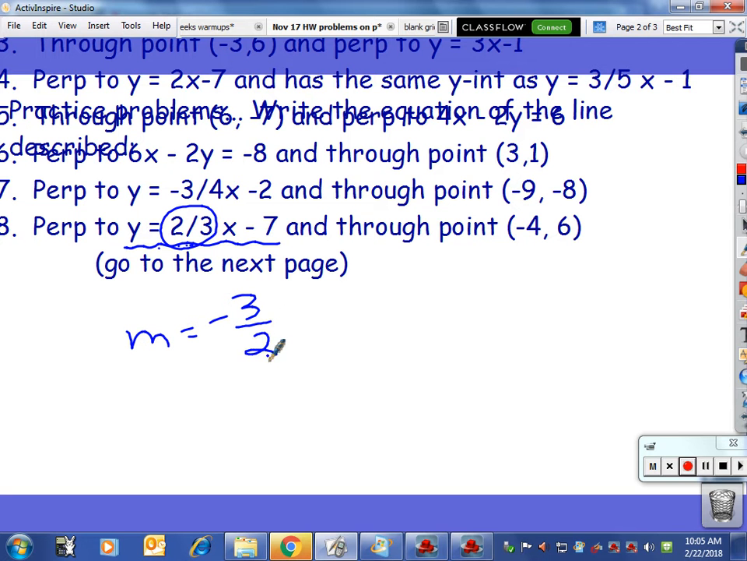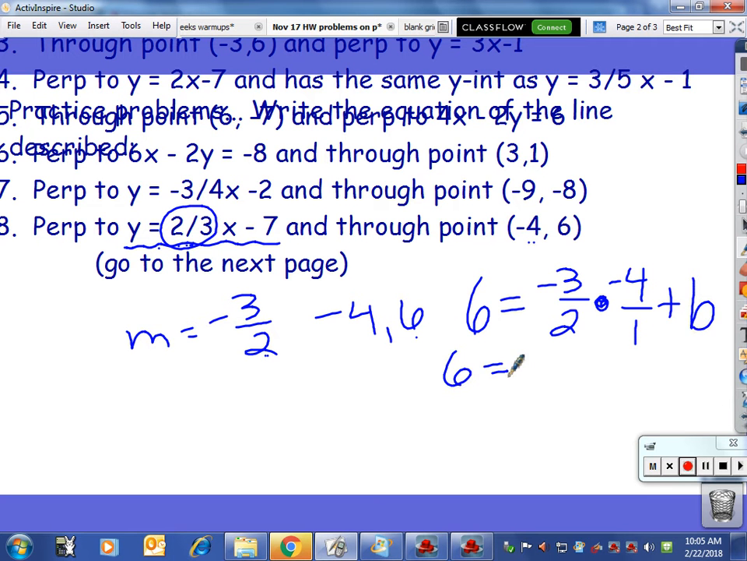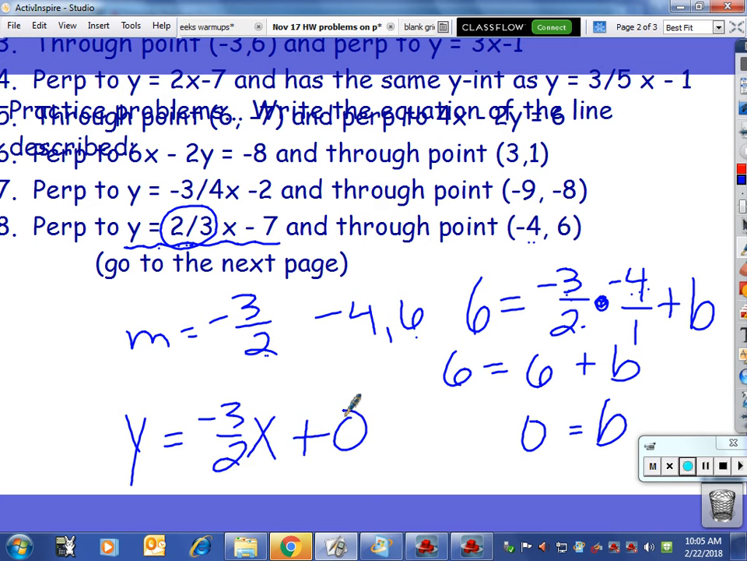That's correct. Okay, so that's the slope I'm supposed to use, and I'm supposed to use the point negative 4, 6. So y, which is 6, equals m, which is negative 3 over 2, times x, which is negative 4, which looks like negative 4 over 1, plus b. So 6 equals, this is going to be positive 12 over 2, which is also 6. What's my b value here? 0. This is crossing the y-axis at the origin at 0. So y equals negative 3 over 2x plus 0. And I just wrote it like y equals negative 3 over 2x. I didn't put the plus 0. So you don't have to.